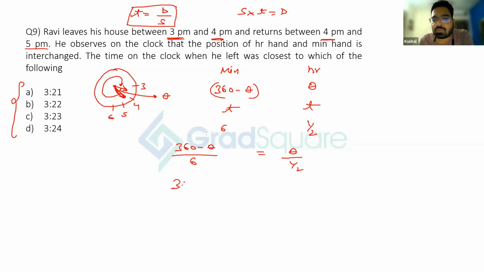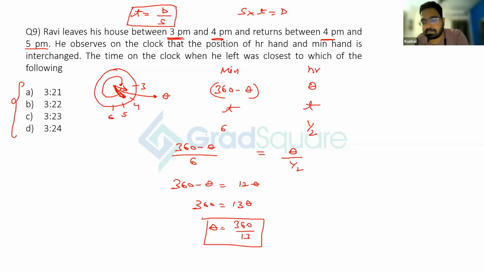Okay, so let's just quickly solve this. 360 minus theta should be equal to 12 theta, and 360 should be equal to 13 theta, and this angle theta must be 360 by 13. Any doubts, anyone? This angle over here must be 360 by 13. Any doubts, anyone? Clear? Okay.